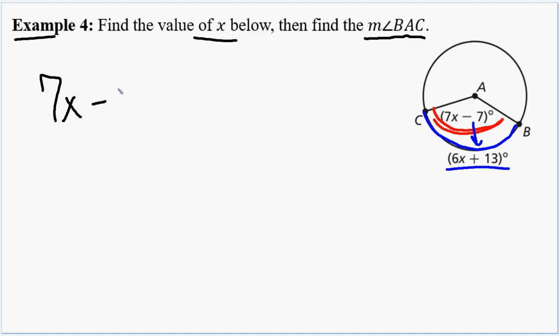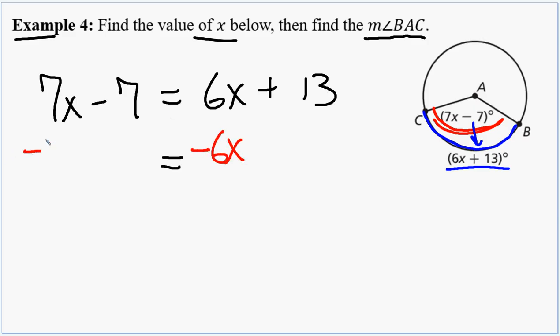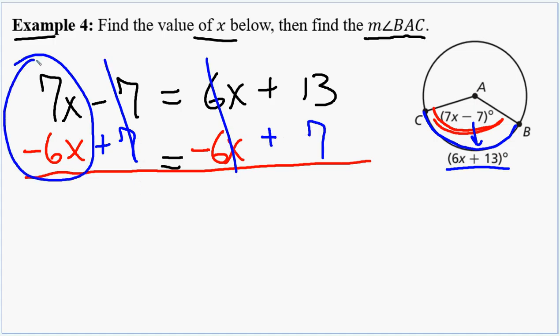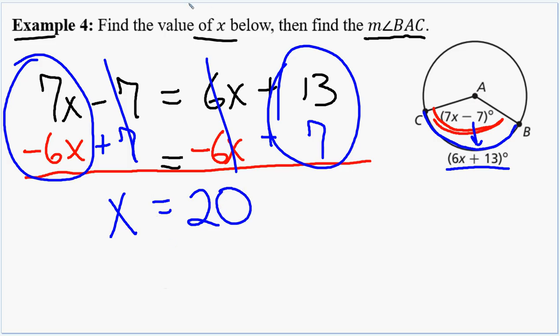We can set 7x minus 7 equal to 6x plus 13. And we want to solve and get x alone. We can do it in 2 steps. We're going to subtract 6x from each side. And we're going to add 7 to each side. So 7x minus 6x is 1x. 1x equals 13 plus 7, which is 20. So that's the part here. Find the value of x.